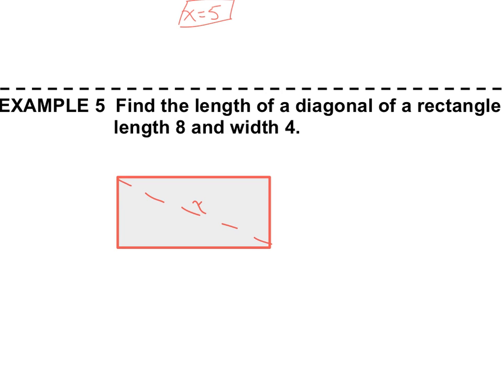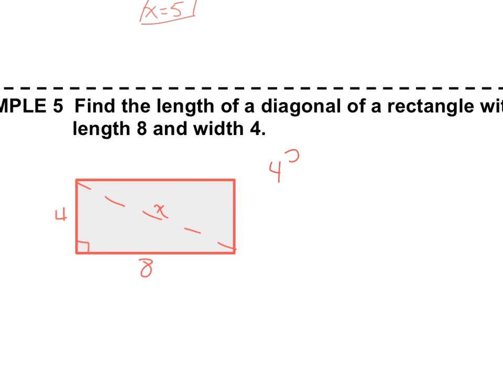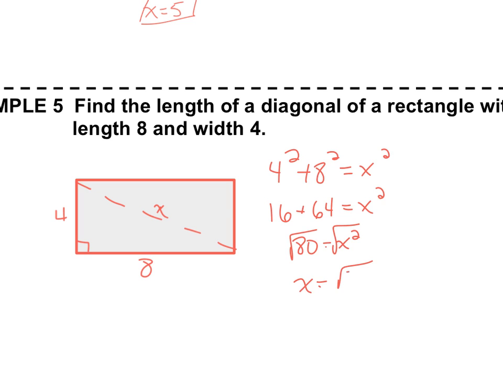So I'm going to put an x there, which will be the hypotenuse of the triangles that are formed from that rectangle. I know that the length is 8, the width is 4, and now it basically turns into the same problem that I've been doing. So I take 4 squared plus 8 squared, and that's going to equal x squared. 4 squared is 16, 8 squared is 64, and that equals x squared. 16 plus 64 gives me 80 equals x squared. And I'm going to take the square root, and x equals the square root of 80.